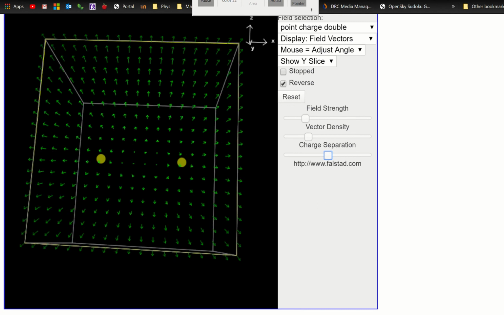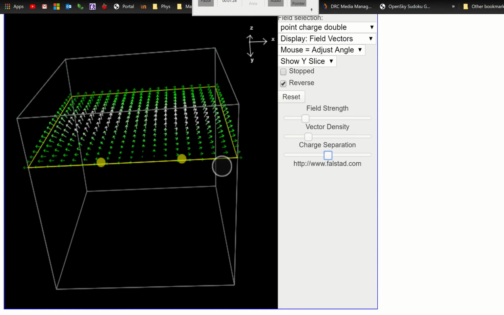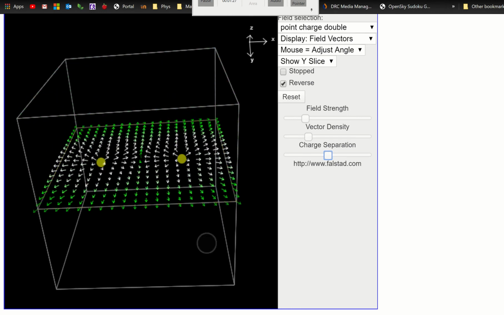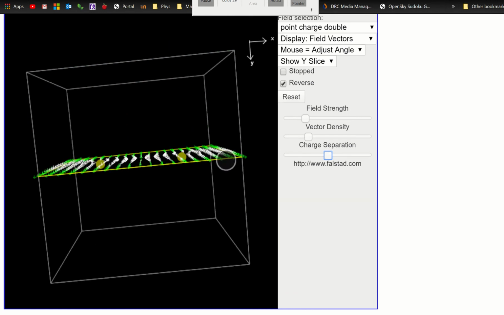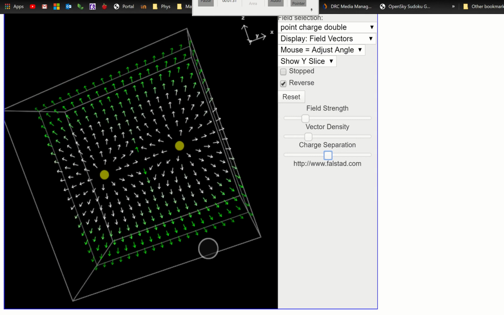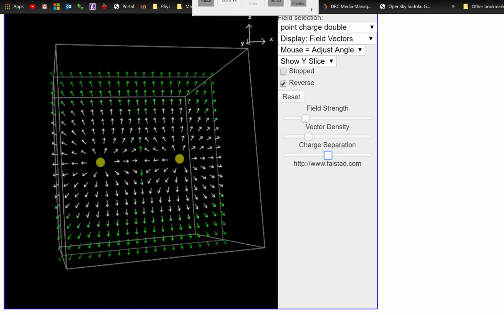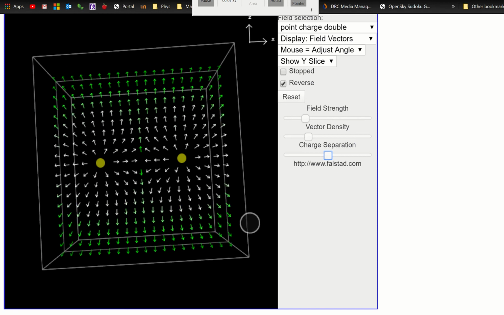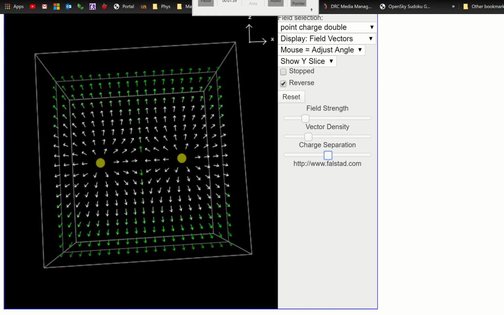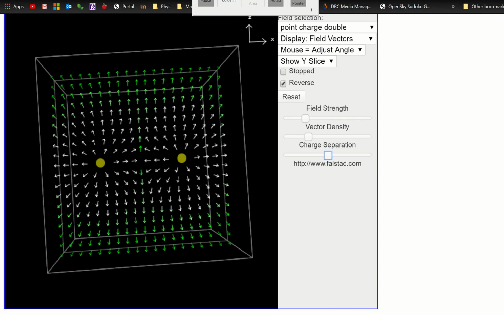Oops, I think I touched something. Let me bring it back down to this level, which is like down here. There we go. Okay, so now we're going to try to draw it. As you can see, the arrows are going away from each of the charges, but when they meet in the middle, they kind of push away from each other.